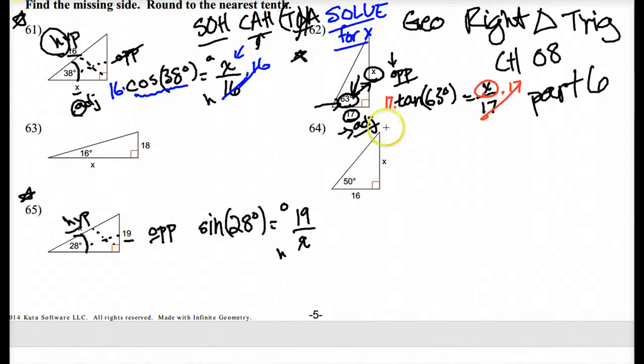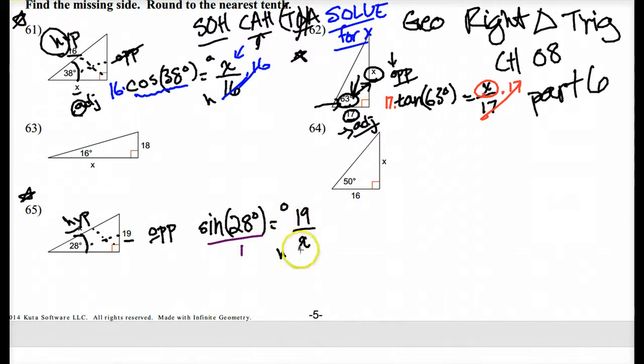So that would give me the calculation for that one. Okay, now let's do it in purple here. So I see sine 28 degrees equals the opposite 19 over the x, the hypotenuse. I'm going to put both these over 1. And some people do it lots of different ways.